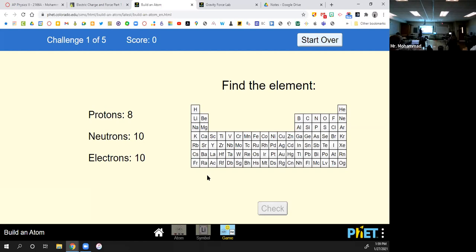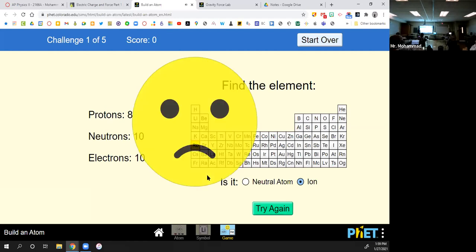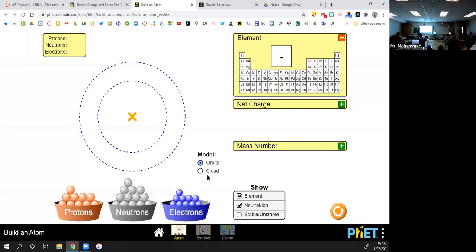So protons, 8, neutrons, 10, electrons, 10. So I want you to find the element. So if I just choose a completely random element, and if I get it wrong, it'll let everyone know. So if you'd rather just play around with the atom for a little bit, just to try to remember what these different parts are and where they go. You see protons and neutrons go in the nucleus. If I drop an electron, it'll go out there. So you can keep on building atoms if you choose.